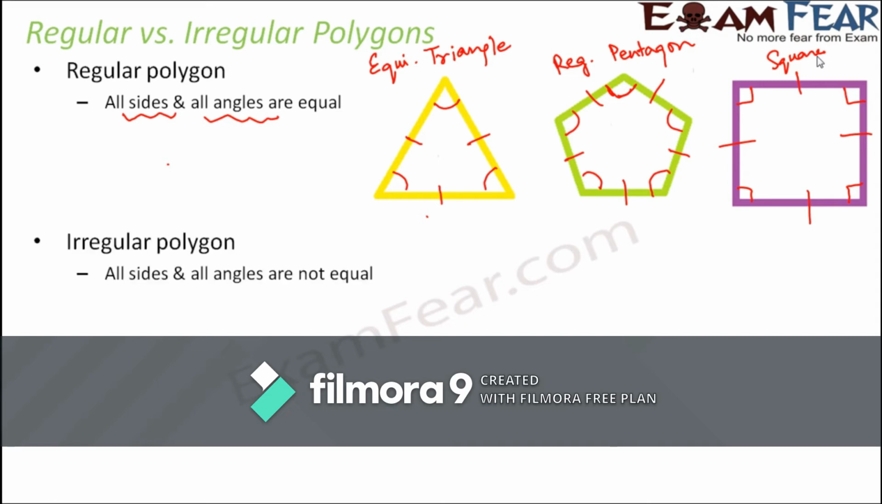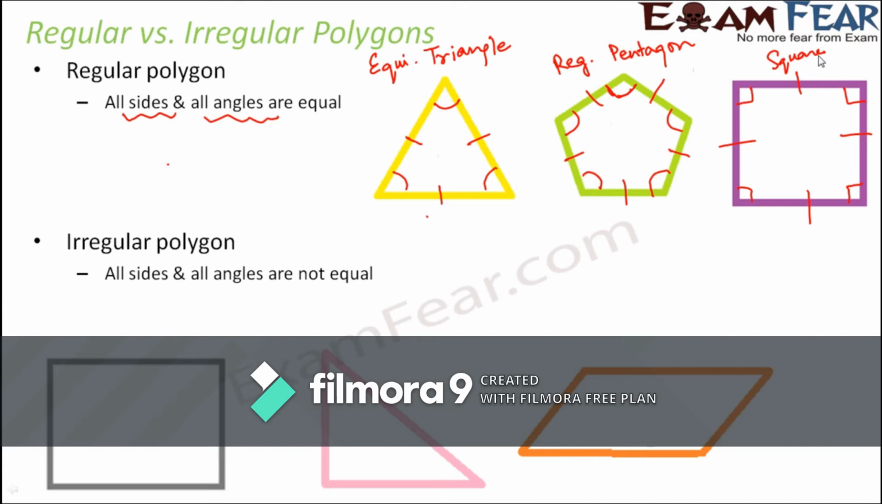So what are irregular polygons? Irregular polygons would be those where all sides and all angles are not necessarily equal. They are basically not equal. Either all the 3 angles are different, or maybe 2 angles are same but 1 angle is different. Anything of that sort, but here all sides and all angles will not be equal. So think of any other triangle other than the equilateral triangle. That would be an irregular polygon.